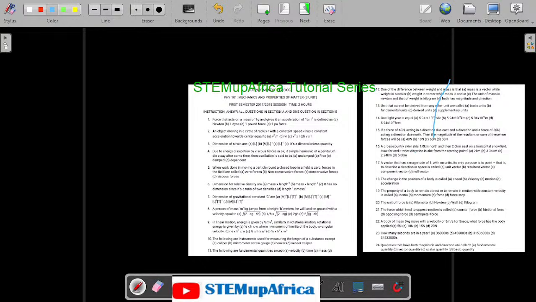So if you go to question 17, it says a vector that has a magnitude of 1 with no unit, its only purpose is to point, that is, to describe a direction in space. So a vector with magnitude one, we call that a unit vector. When the value is 1, we refer to it as a unit vector.